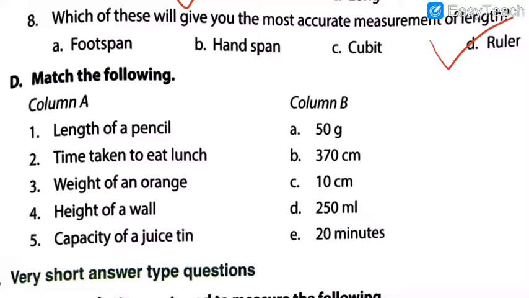9, 8, 7, 6, 5, 4, 3, 2, 1 and 0. Okay, I hope and I suppose that you should have at least chosen 2 to 3 answers properly. Let's solve this.